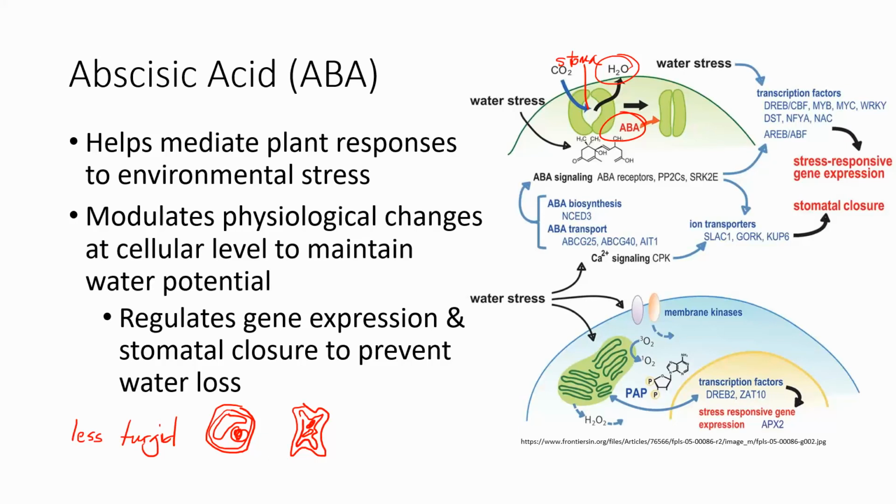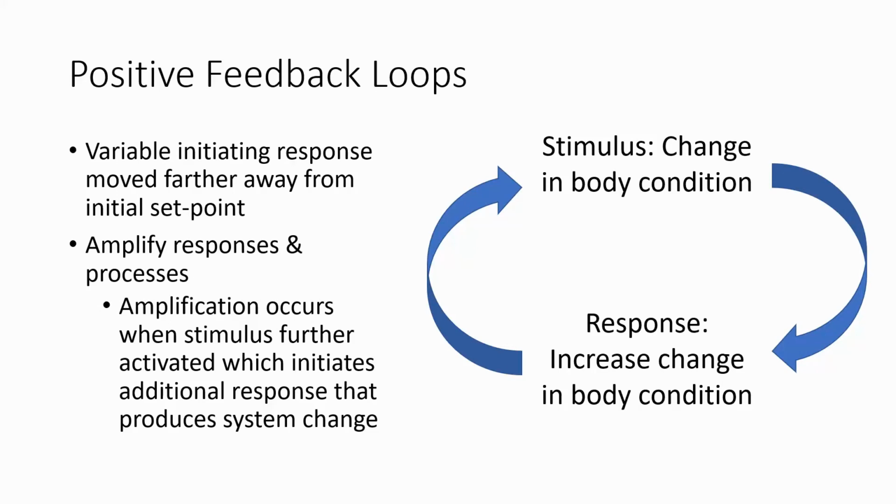So let's move on. Let's look at positive feedback loops. So positive feedback loops are not about maintaining homeostasis. They're the opposite. They're trying to get you farther away from your initial condition. So you have a stimulus, that's a change in your body condition, and the response is to increase that change. It's an amplification process, and usually you want to create some sort of change. And if you're confused, let's look at a few examples.